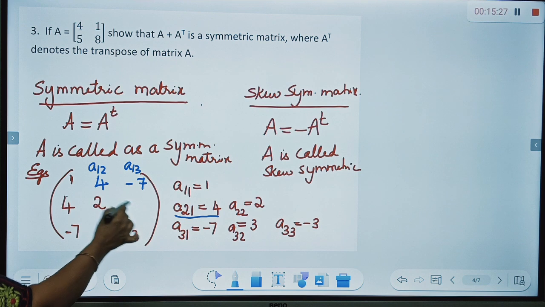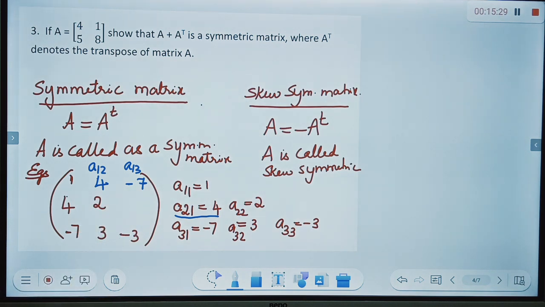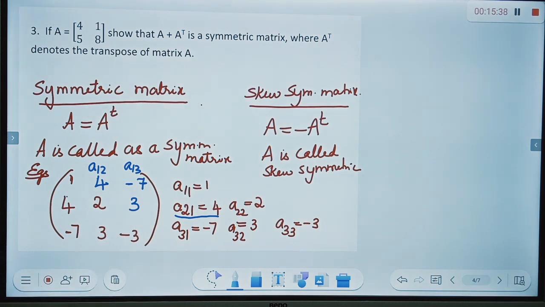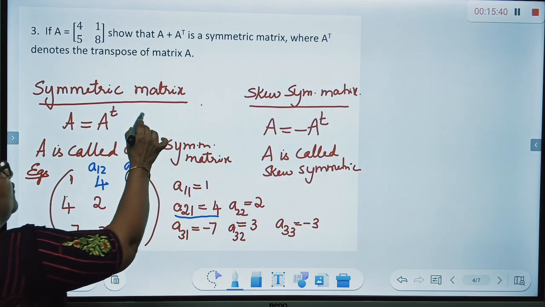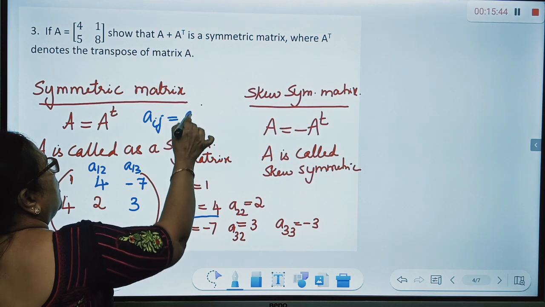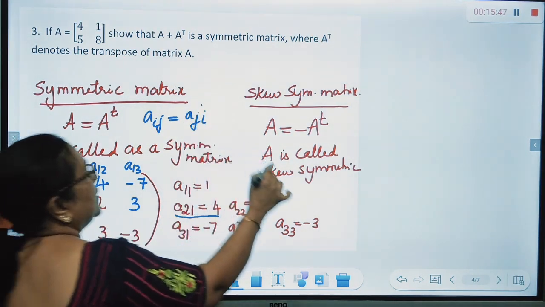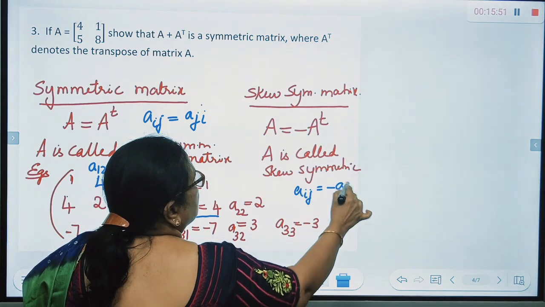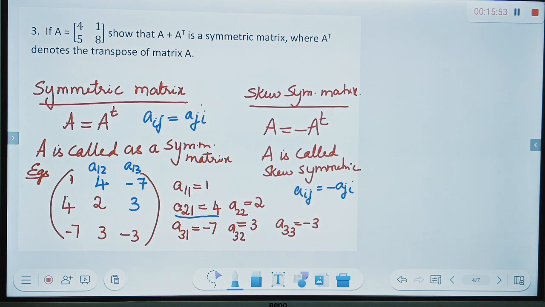Now, what is this element? This is second row, third column, A23, which is the same as A32, which is 3. So, if A equals A transpose, we have Aij equal to Aji. In this case, Aij will be equal to minus Aji for a skew symmetric matrix. So, this is an example of a symmetric matrix.